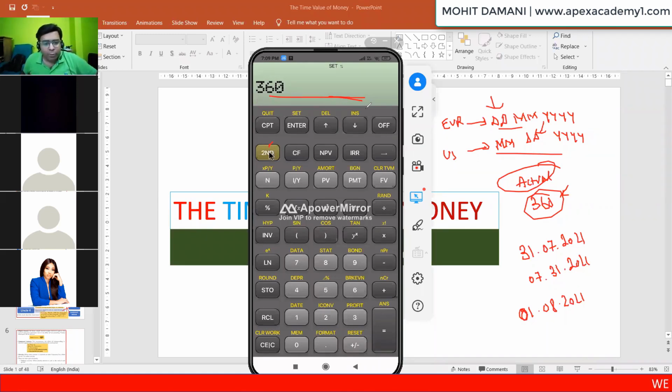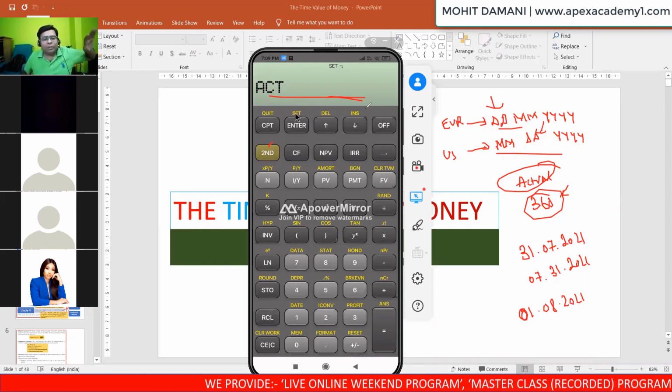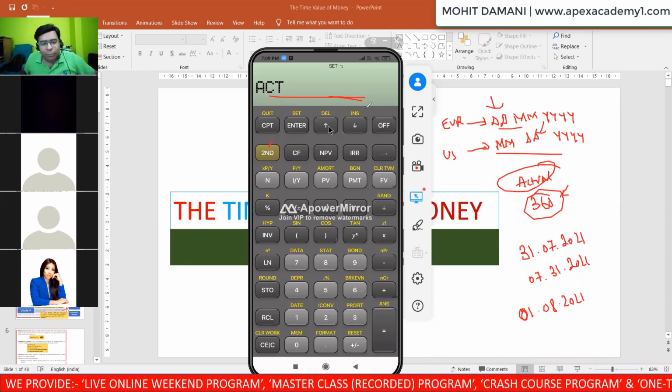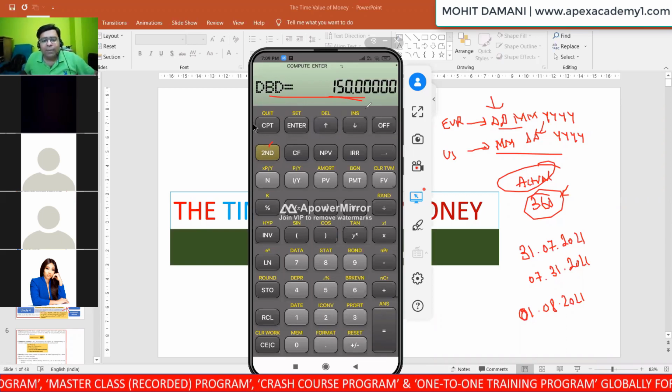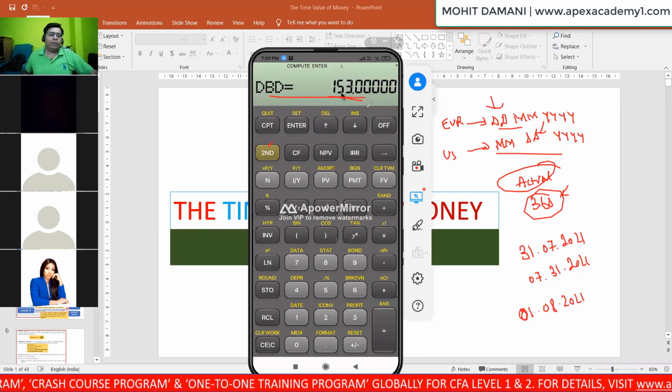If you want to set it to actual, then again press second and then press enter. When you press second, you are actually pressing set. Set means you are asking the calculator to set the function. So again it has shifted to the actual mode. Then press arrow up and then press the compute button. You will be able to do that.